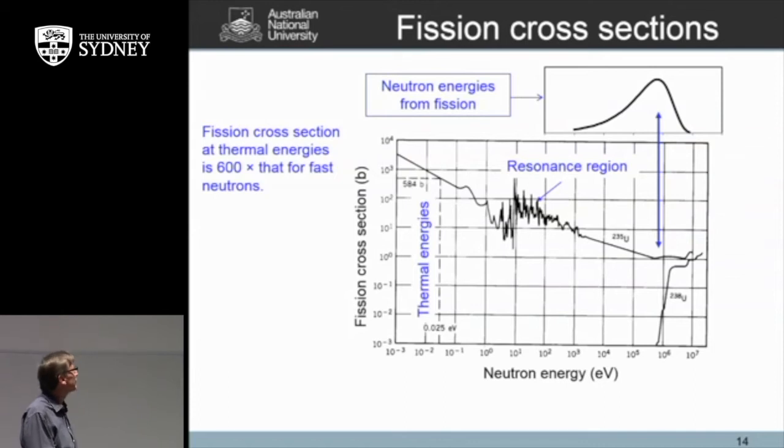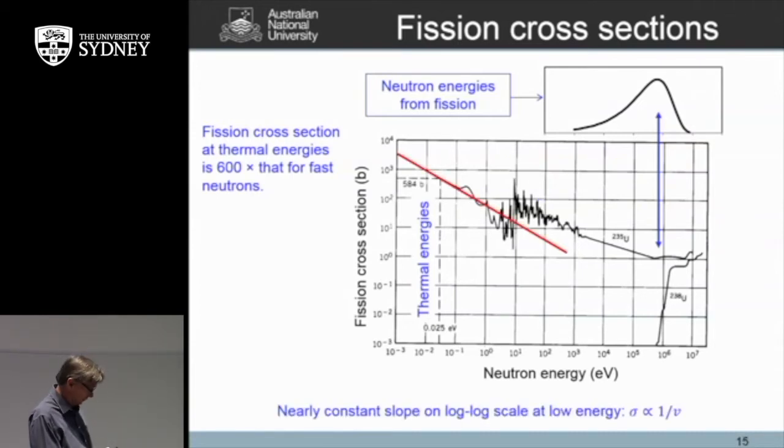Now, observe, in slowing down, the neutrons have to go through this so-called resonance region. There's a high probability that they'll be absorbed here, which is okay if you're looking at uranium-235, but it's not so good if it's 238, and I'll come back to that in a moment.